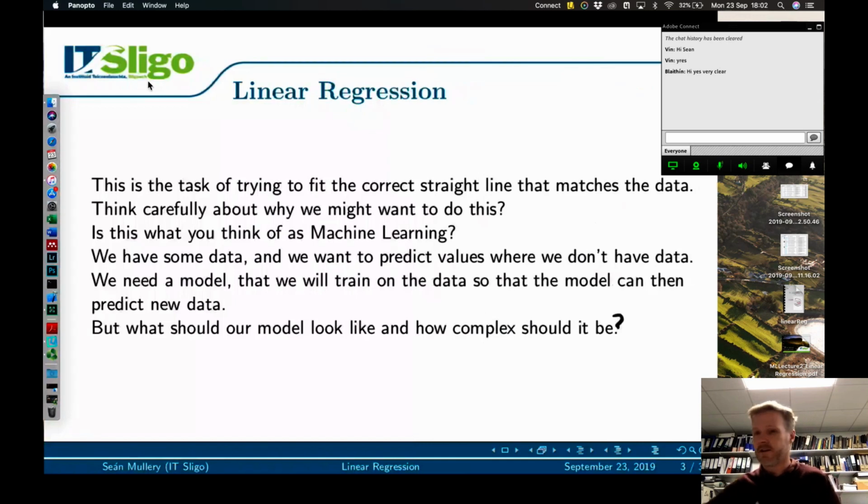You'll see me looking off to the side here every now and then. It's because I have another machine here, which I'm monitoring just to make sure that everything is still running.